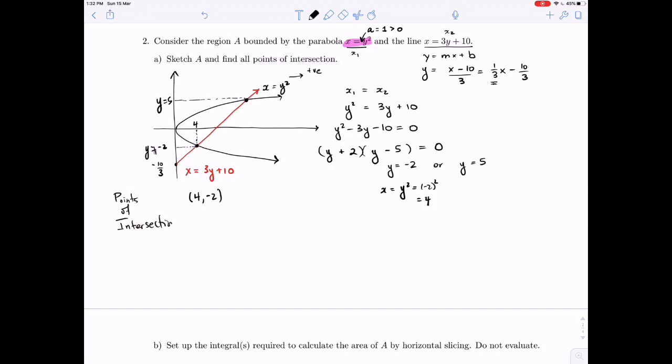And then the second, x is equal to y squared. So that is going to be 5 squared, which is 25. So this is the point 25 and 5.